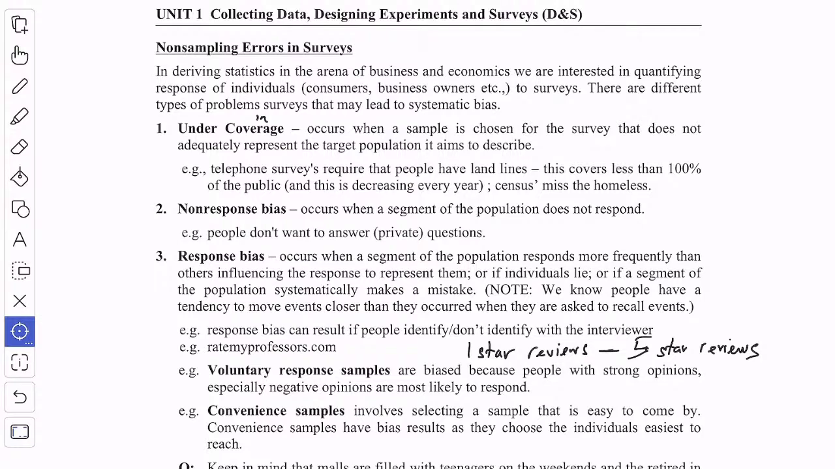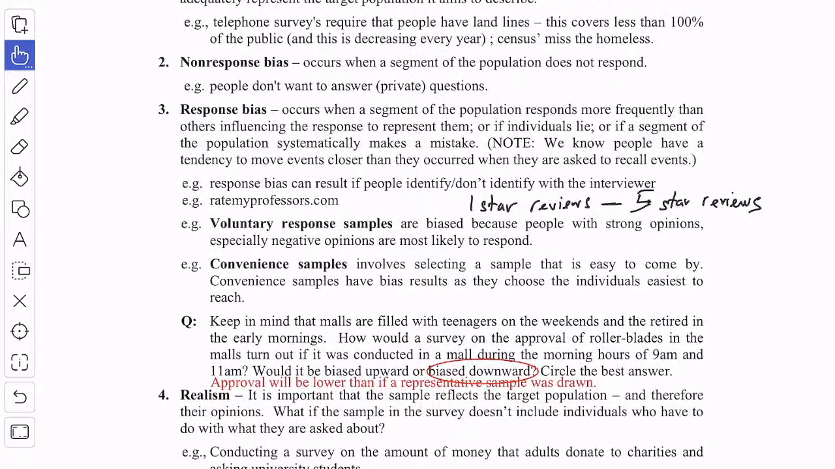All right, so some other examples are voluntary response bias, response samples. So again, people with strong opinions, right? So that would include like Amazon or product reviewers.